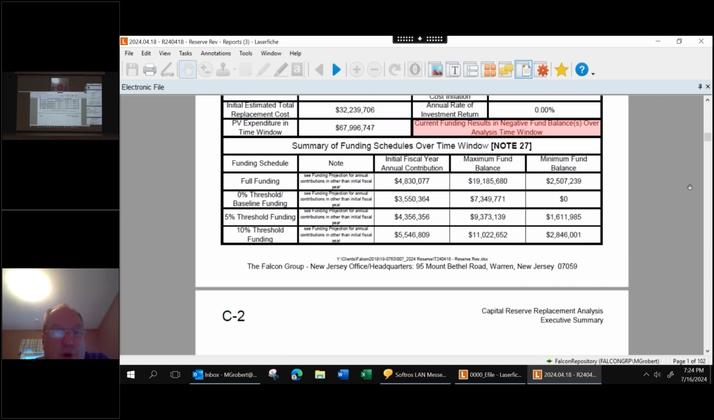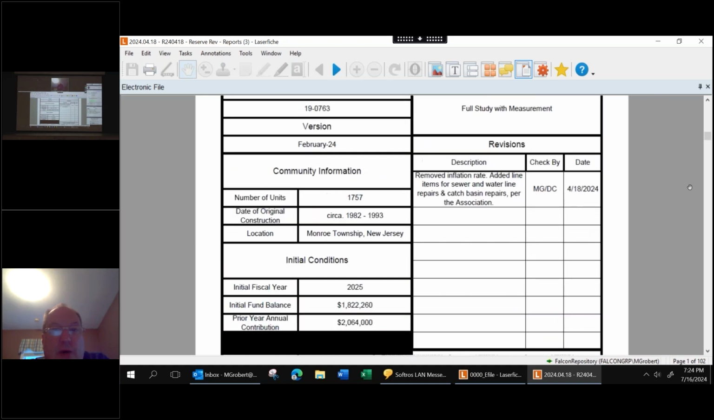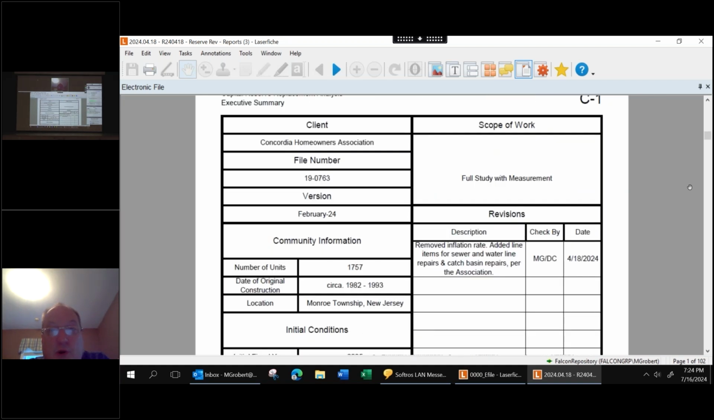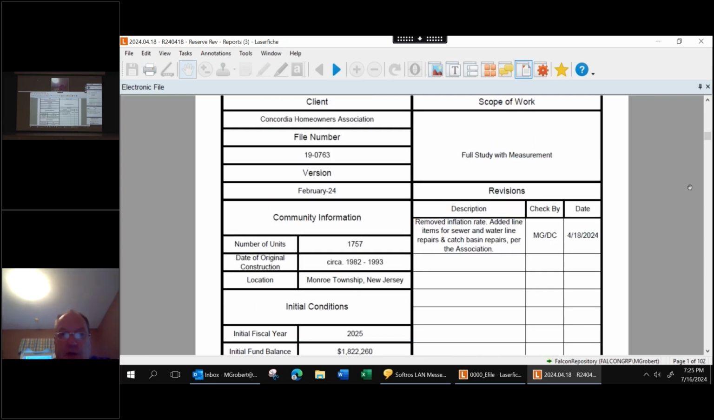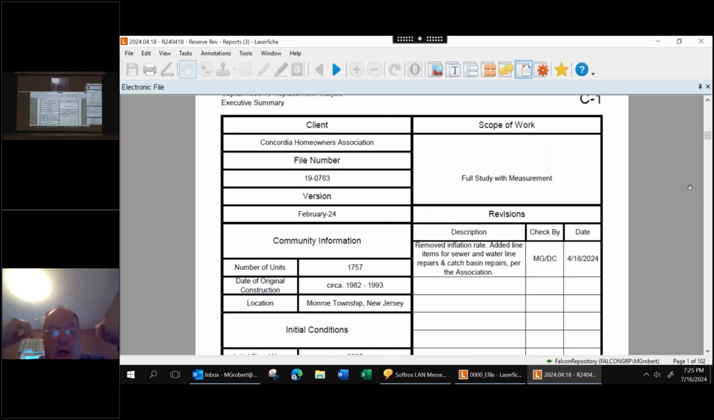So what's important to note is, if you go back now, we're going to go to the summary page, which is the most important page here, page C1, for those of you who are looking at your own copies. The top part of C1 has, I'm going to try to get this to stop moving around quite so much. There we go. So the top part of your summary page is your community information. A lot of it you already know, obviously, the location, Monroe Township.